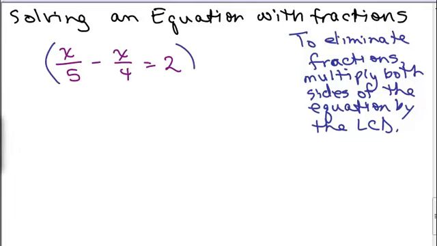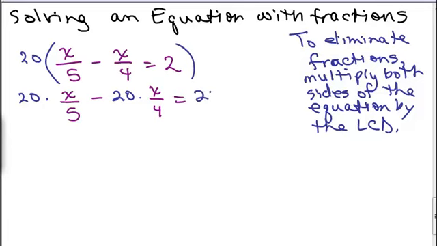So I'm going to multiply everything on both sides of the equation by 20. So 20 times x over 5 minus 20 times x over 4. And don't forget to do it on the right-hand side of the equation. You always have to multiply the same number on both sides of the equation. And so 20 times 2. And then we see if anything cancels, and of course it will. That's the whole idea. We want things to cancel so we don't have any denominators anymore, or any fractions anymore.